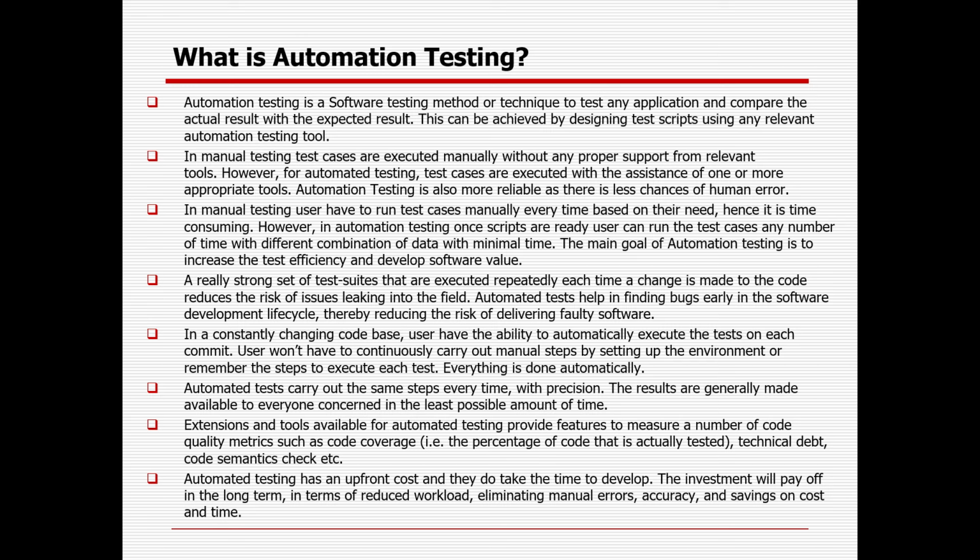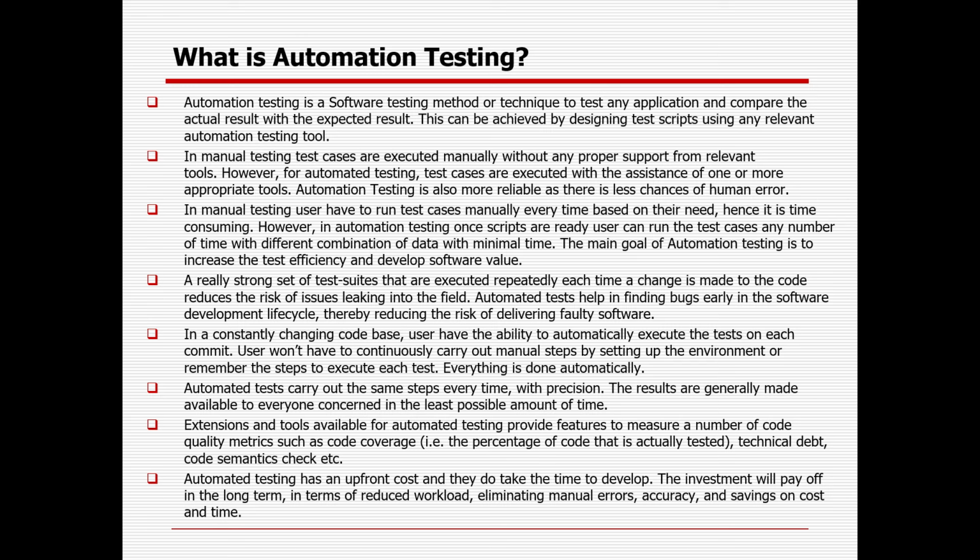What is automation testing? The objective is still the same. You want to compare the actual and expected result, and you want to log a defect in case of any deviation. So automation testing is a software testing method or technique to test any application and compare the actual result with the expected result. This can be achieved by designing test scripts using a relevant automation testing tool. It can be any kind of tool. It does not matter: Selenium, UFT, RFT, Tosca. It can be any tool.